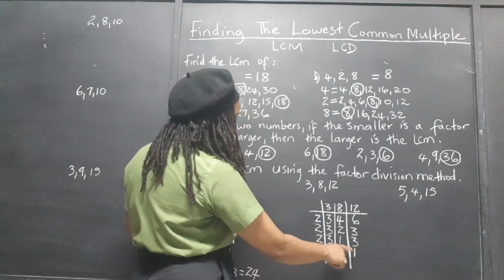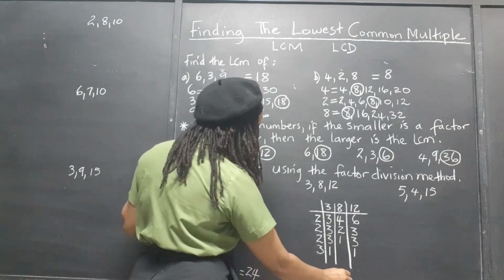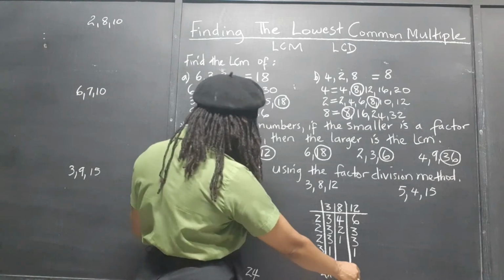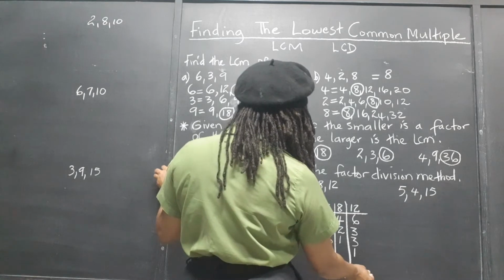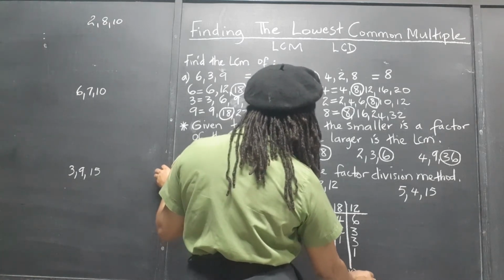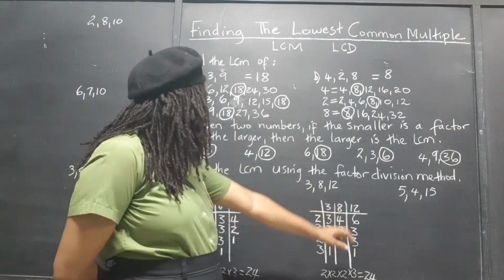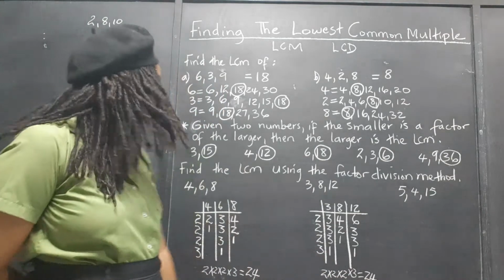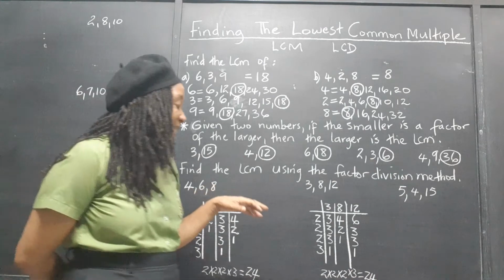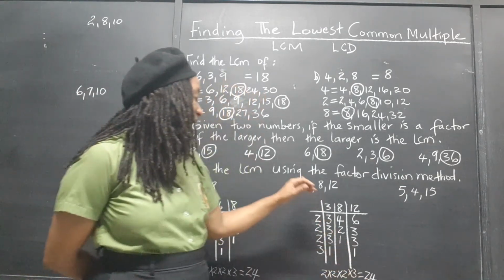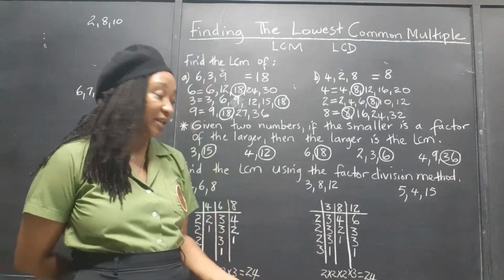So we have 1 in all the columns. So it's 2 times 2, which is 4, times 2, which is 8, times 3. 2 2s 4, 4 2s 8, 8 3s. So this is also 24. Okay, so the LCM of 3, 8, and 12 is also 24, just as the LCM of 4, 6, and 8. So 24 is the smallest number that 3, 8, and 12 can all divide into without leaving a remainder.